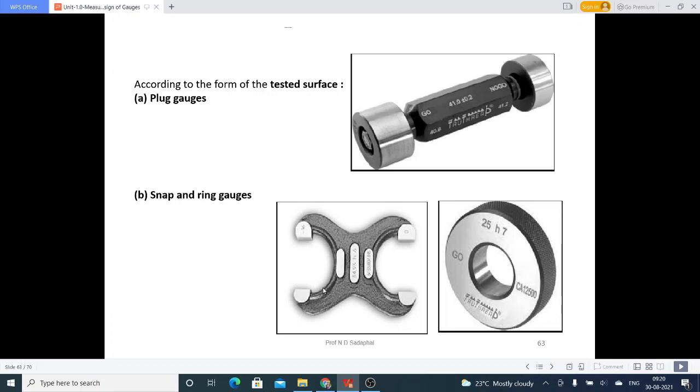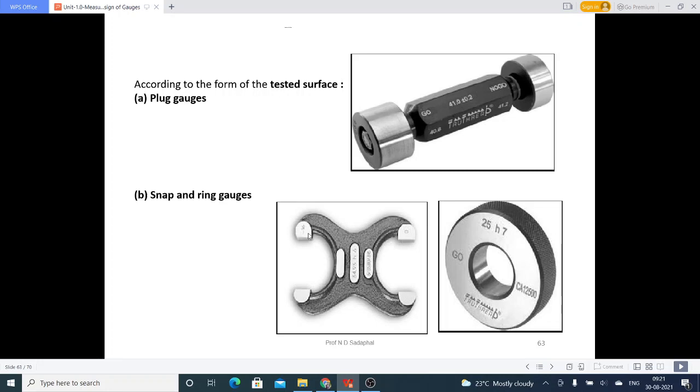Now you can see over here, the first type, the go gauge, is shown. One side is go, another side is no go. This side should go inside the hole, the other side should not go, so that you can check your hole dimension. Then snap gauges or ring gauges are there. First type, plug gauges, are generally used to check the hole only. Second type, snap or ring gauges, where one side is go, another side is no go, is generally used to check the shaft dimension.